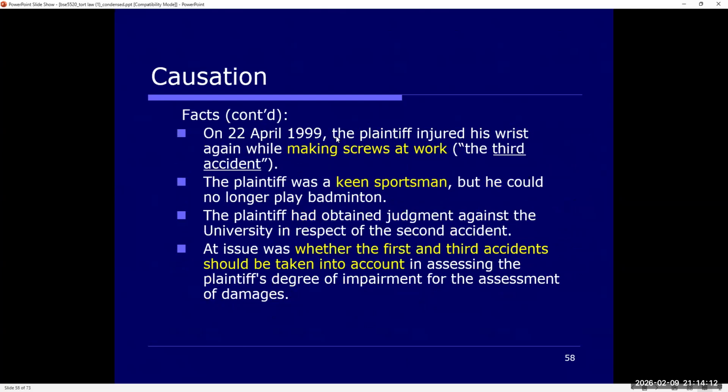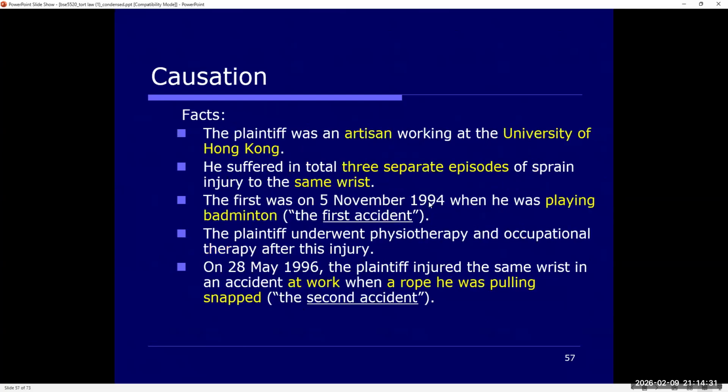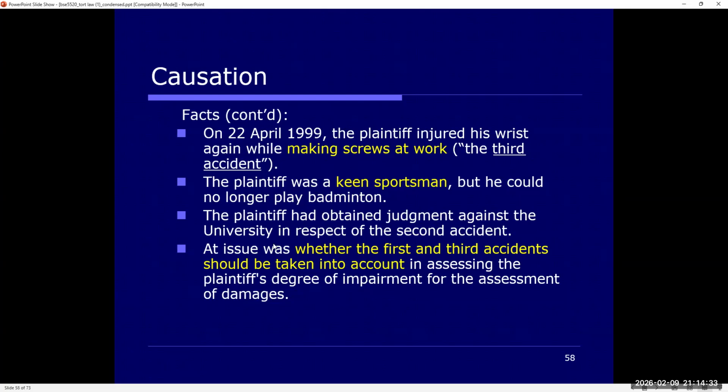Then in 1999, the third accident, making screws at work. 3 accidents. The third one is making screws at work. The plaintiff was a keen sportsman. He liked playing badminton. The first incident, when he got hurt, was in 1994. So an issue was whether the first and third incidents should be taken into account in assessing the plaintiff's degree of impairment.